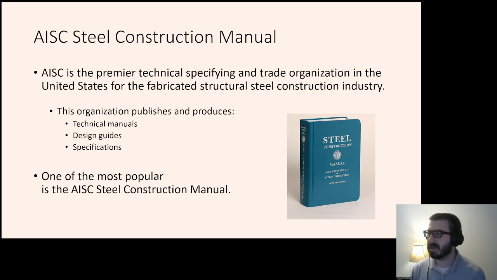But one of the biggest things that they do for the industry is the production and publishing of documents for engineers, technical manuals, design guides, specifications, etc. And they produce oodles of these things. Each of them has specific purposes. For instance, they have a specific manual dedicated just to seismic design and detailing of steel structures. However, arguably the most popular publication that AISC produces is this, the AISC Steel Construction Manual.